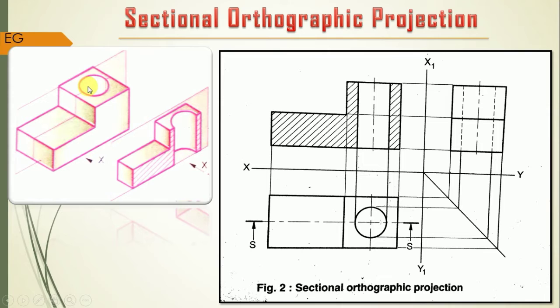Now for the side view and top view, we are not considering the cut section of the object. We are considering the entire object. Do remember, the cutting of the object is only applicable for the sectional view. After that, you have to consider the entire object to construct the remaining views.